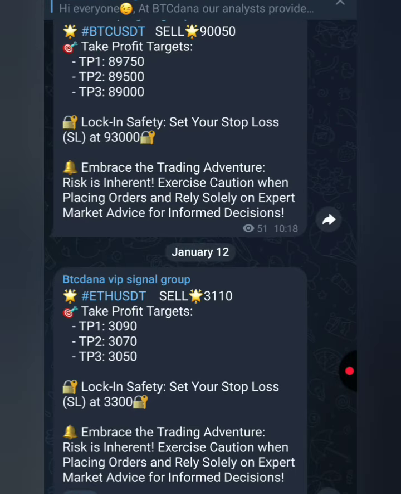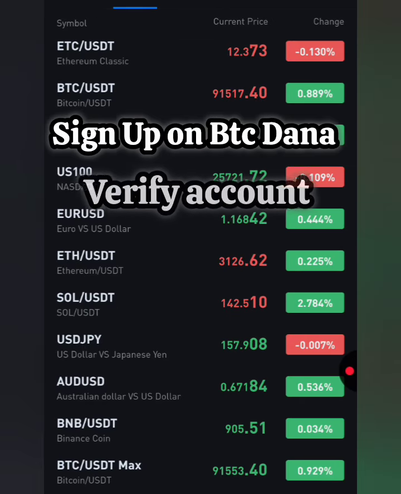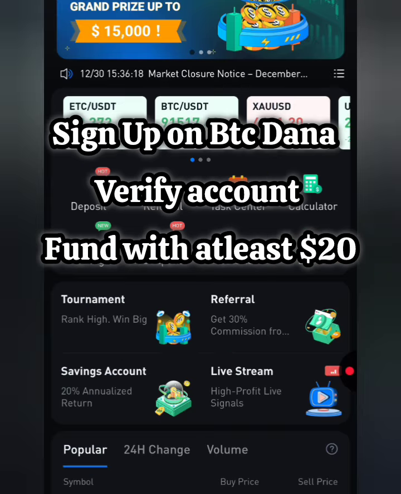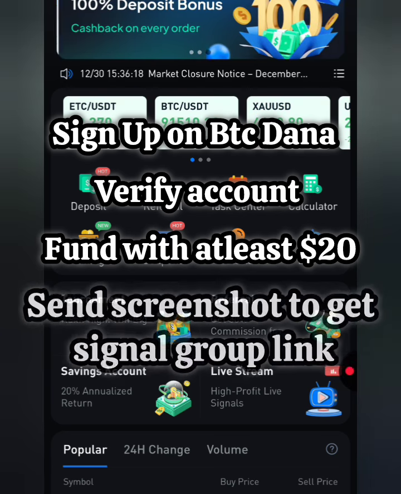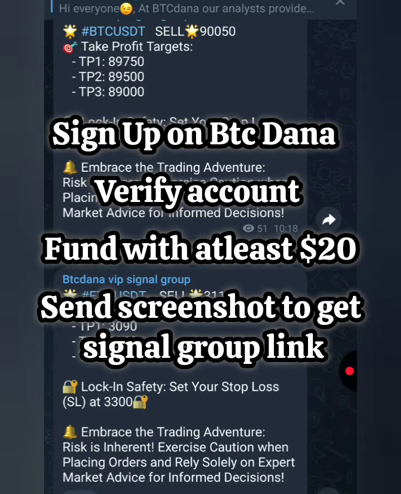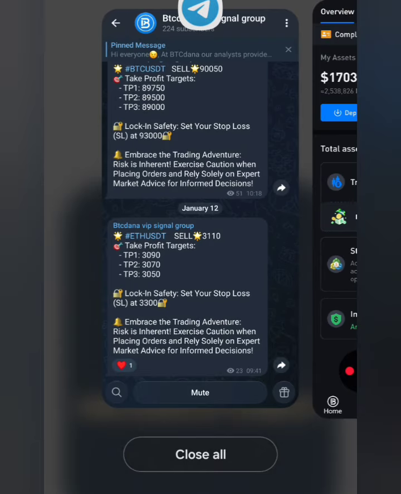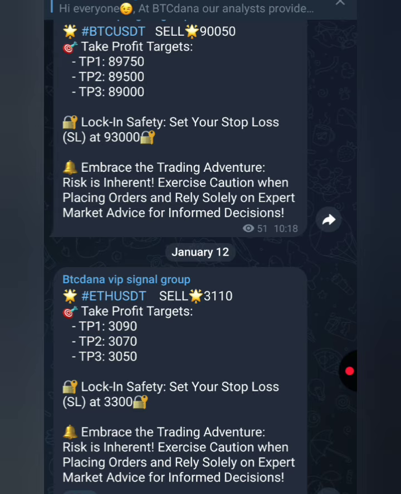Now, to be able to join this particular signal group is quite very easy. All you need to do is to sign up on the BTC Dana, verify your account, and fund your account with at least 20 USDT. And once you do that, send a screenshot to me on Telegram, and I will be giving you the link to this VIP signal group, all right? Now, the 20 USDT you're going to be funding on your BTC Dana is totally for you, okay? And whenever you trade right here, whenever you make profit, the profits are yours, okay? So I'm not asking you a penny to join the VIP signal group. All I need are serious traders who want to make money with me, so that I will not be celebrating the wins from this signal group alone, okay? So that's the only thing you need to do, all right?